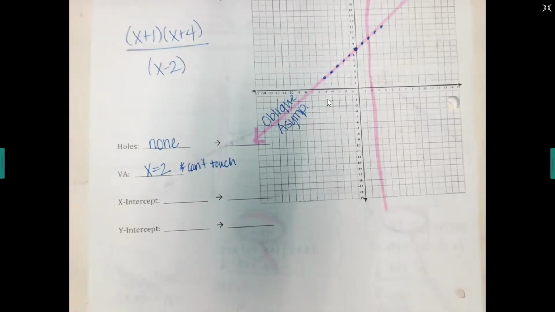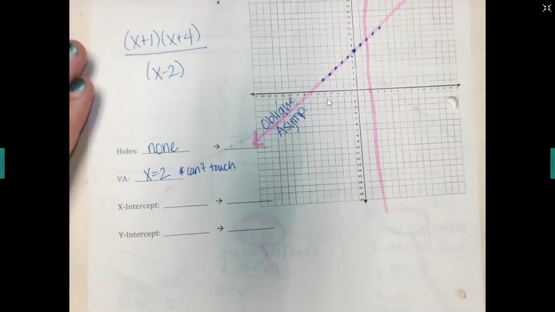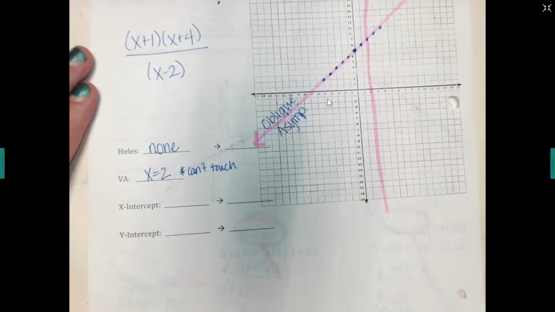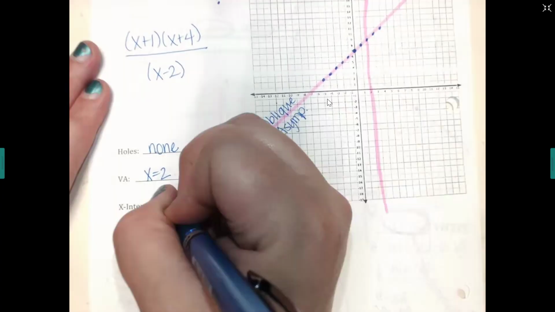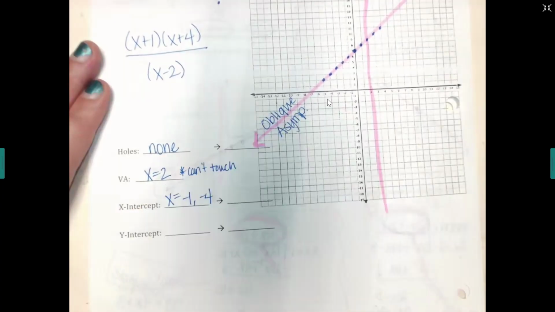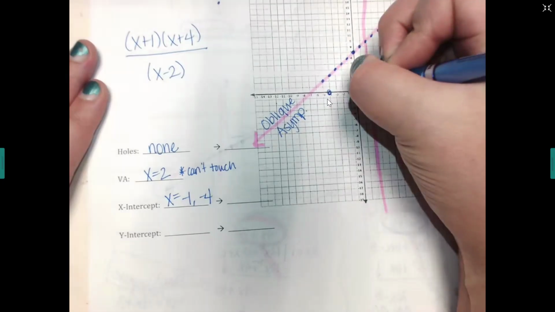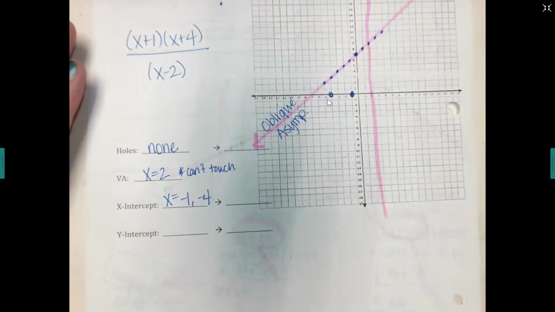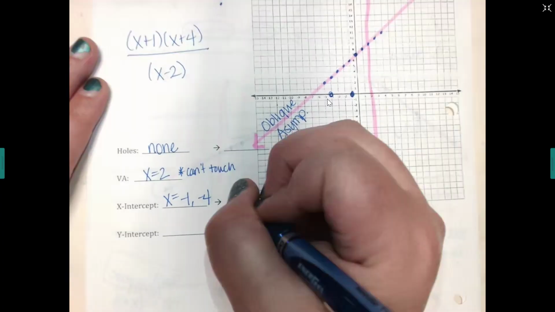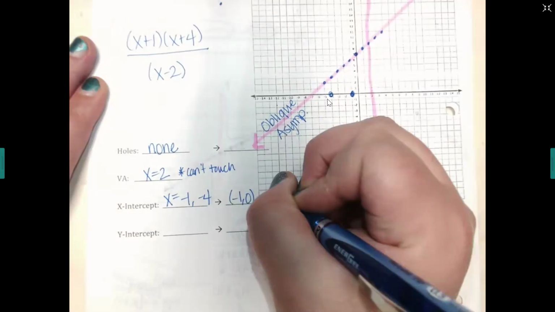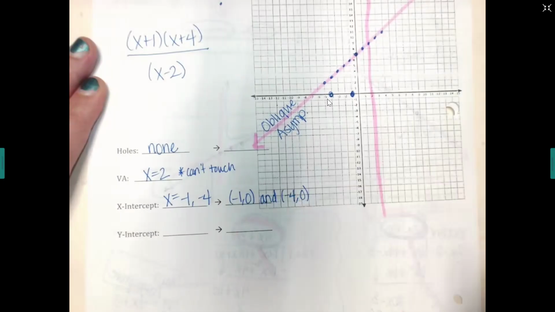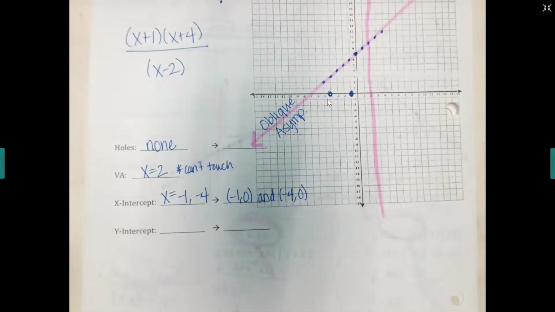My x-intercepts come from x's left on the top. Do I have any? I have 2 x's left on the top, right? I have an x plus 1 and an x plus 4. Then where is it going to cross the x-axis? Minus 1 and minus 4. Very good. So on your graph, go ahead and draw those in. Minus 4, minus 1. Now, if you are asked on your homework to write those as ordered pairs, remember it'd be -1, 0 and -4, 0. But the y's for those are always zeros because you're on the x-axis.